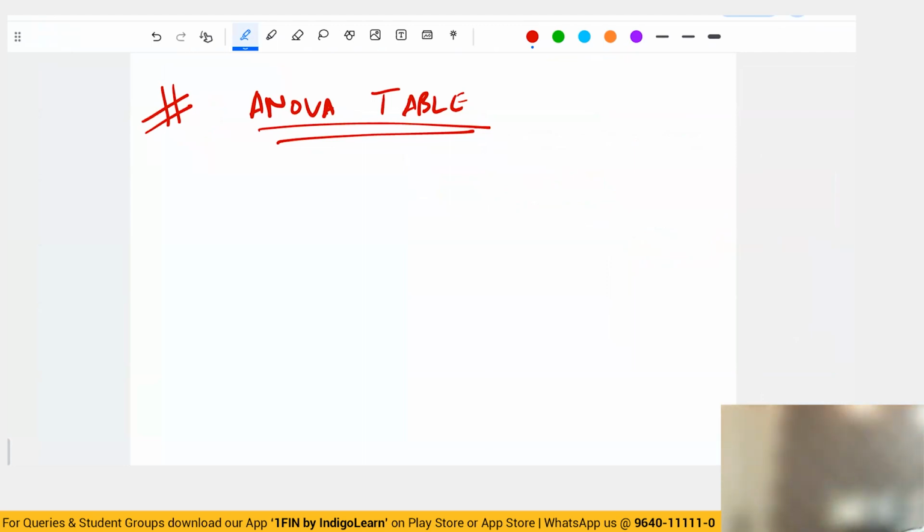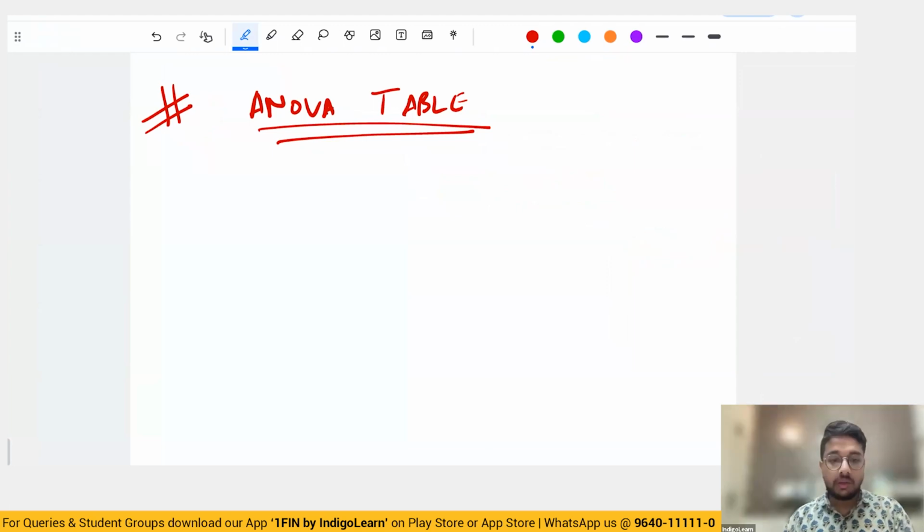Okay, take it. Thanks. So now we are moving to a topic called ANOVA table. ANOVA table is something that we have used in the previous level as well, right? So again, it is coming back to haunt us.